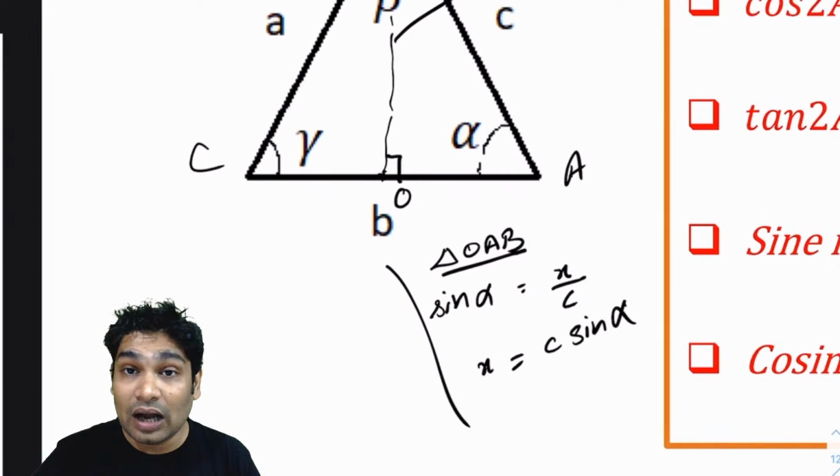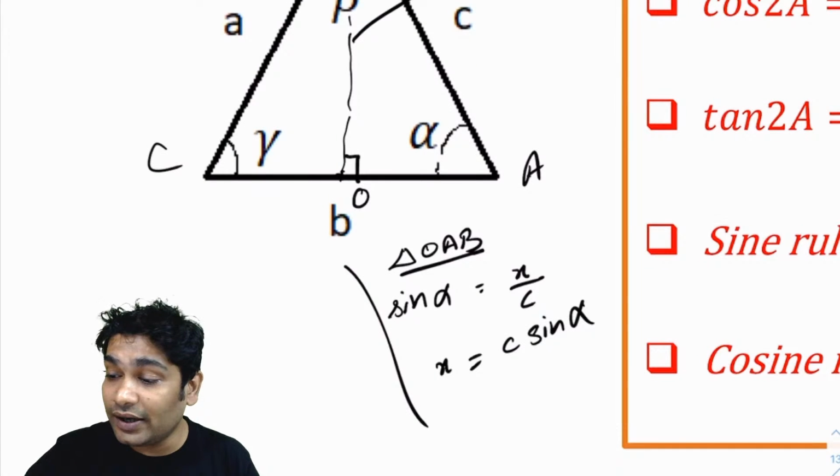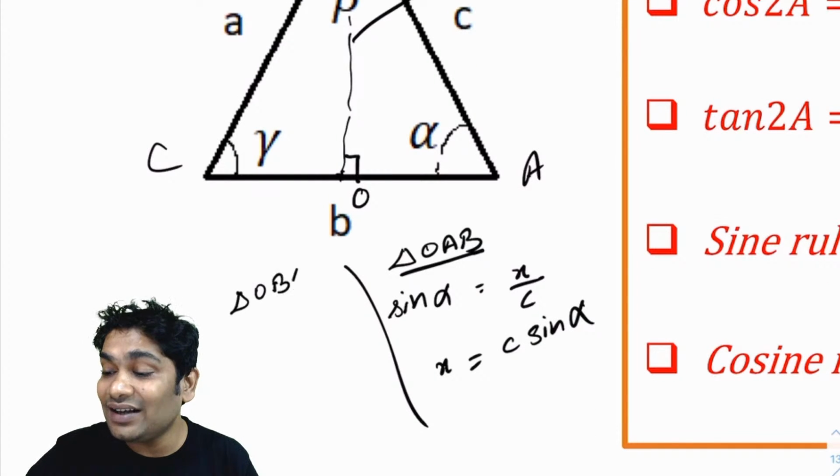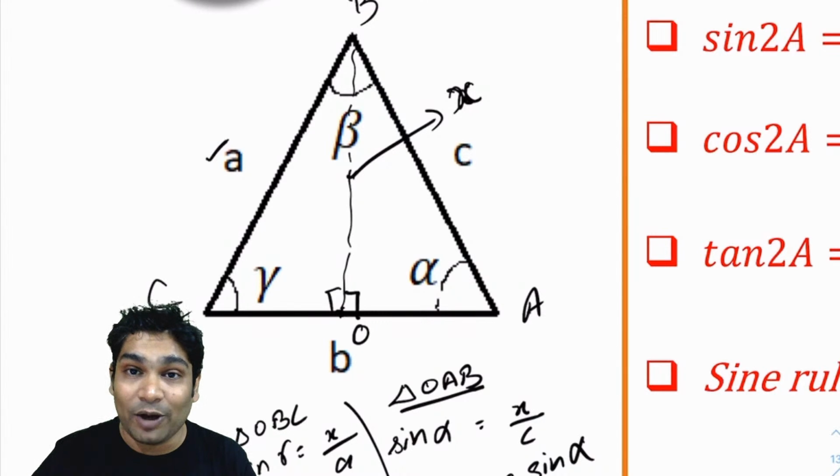Right. So how about the triangle OBC? What happens if you try to find out sine of gamma? Sine of gamma is x over a here. You can see that this is x, this is the perpendicular, this is the hypotenuse a.